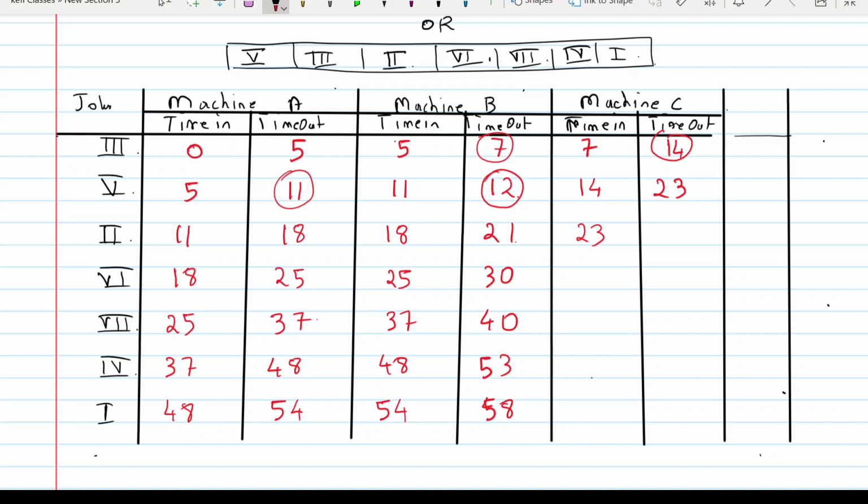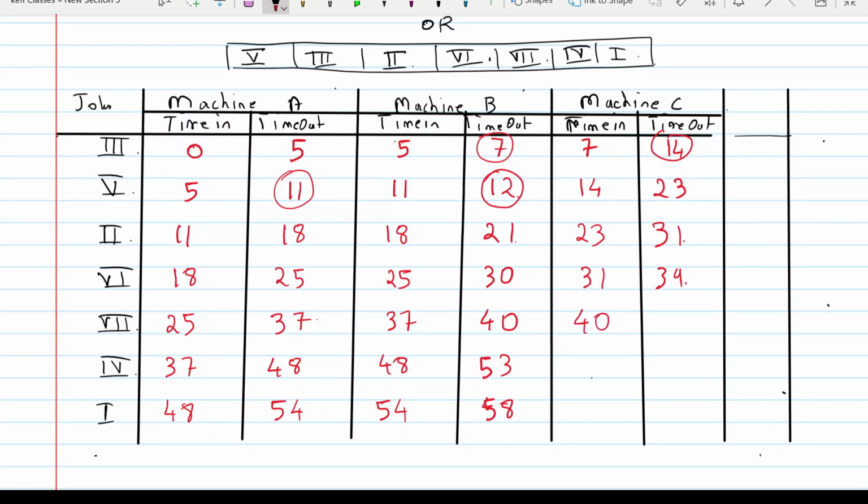So job 2 is for, how much is that value? 8. 23 plus 8, which is 31. 30 and 31 mein highest is 31. So 31 comes in over here. Job 6. Job 6 is 8 again, so it's 39. And 39 and 40, 40 is higher, 40 comes in here.